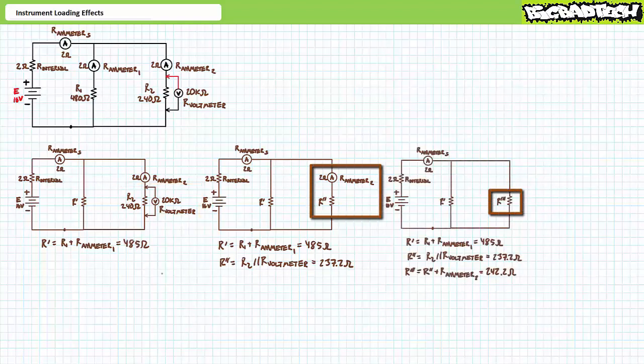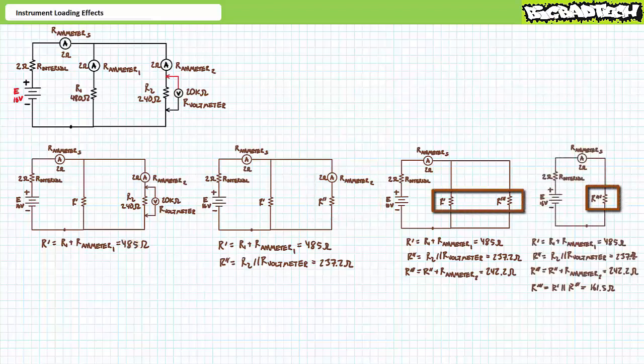The series combination of R double prime and the non-ideal ammeter used to measure current through resistor 2 presents a resistance of roughly 242.2 ohms. Let's call this simplification R triple prime. Finally, the parallel combination of R single prime and R triple prime presents a resistance of roughly 161.5 ohms. Let's call this simplification R quadruple prime.